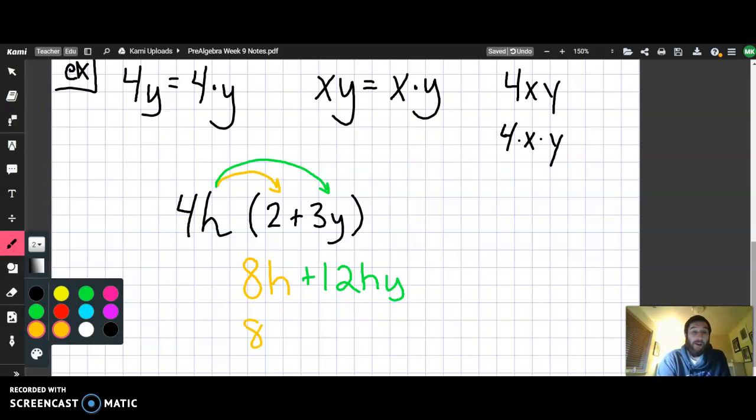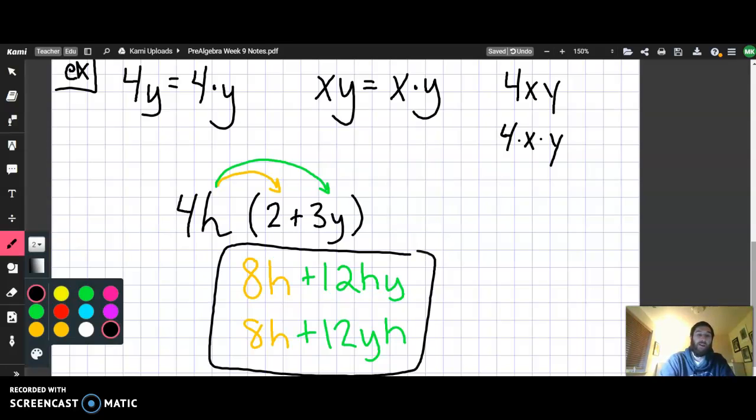And no, the order does not matter like we talked about a second ago. You could have 8h plus 12yh instead. You can flip your variables. As long as they're being multiplied, you're in great shape. So, ladies and gentlemen, that is the next set of answers we were looking for. Both of them are correct because that multiplication can happen in any order.